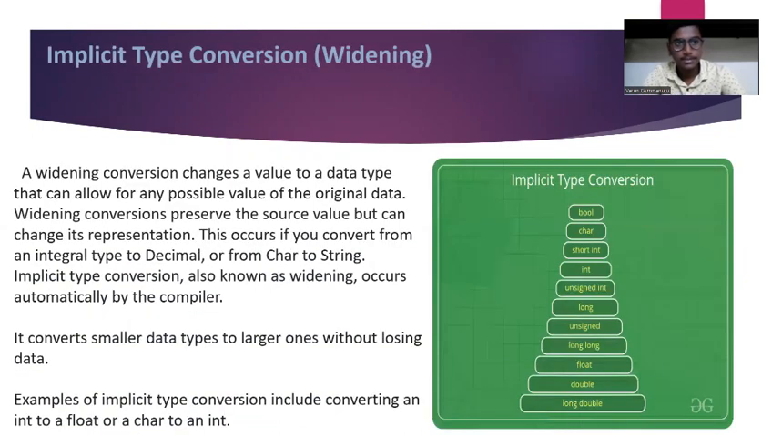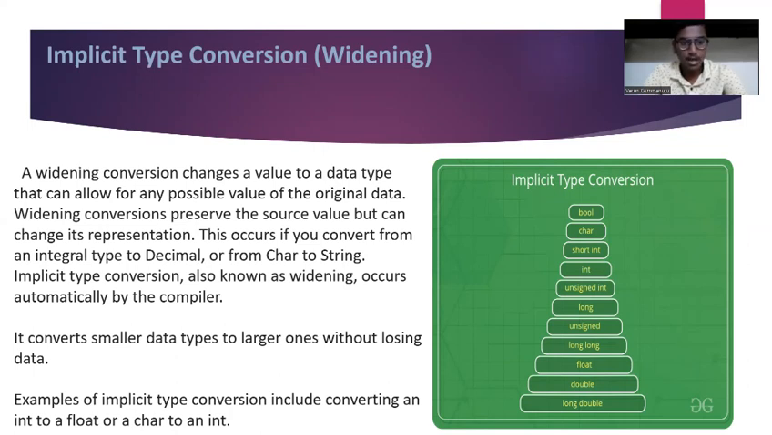Next, implicit type conversion, which is also known as widening type conversion. A widening conversion changes a value to a data type that can allow for any possible values of the original data. Widening conversions preserve the source value but can change its representation. This occurs if you convert from an integral type to decimal or from character to string.